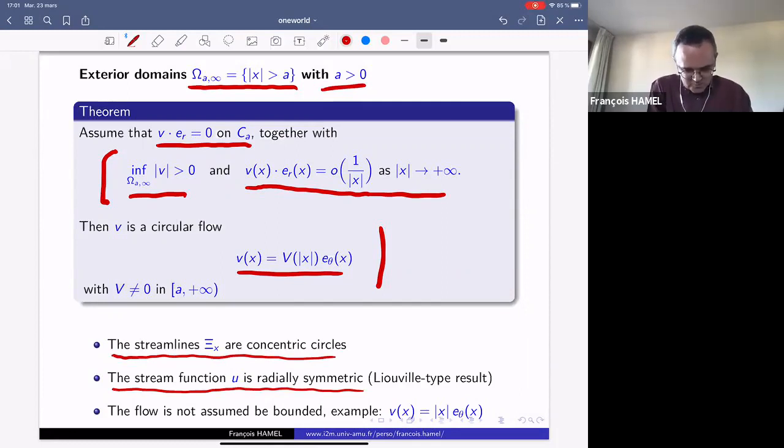And also I would like to mention that the flow here is not assumed to be bounded from above. So for instance, there are obviously circular flows which are not bounded from above in norm. So we have the same conclusion with similar assumption in the domain and further conditions at infinity.